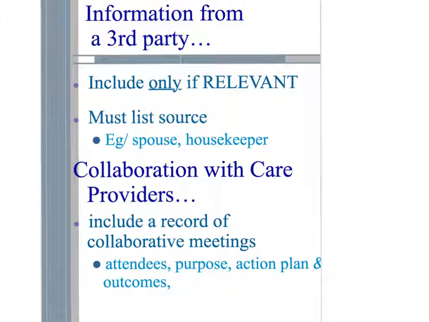So in our charts, we definitely have all of the subjective data that our patient is reporting. We've got all of the objective data that we have observed. However, sometimes there's information that comes from a third party. Perhaps it's the patient's roommate. Perhaps it's the patient's significant other. We're only going to include that information if it's relevant.